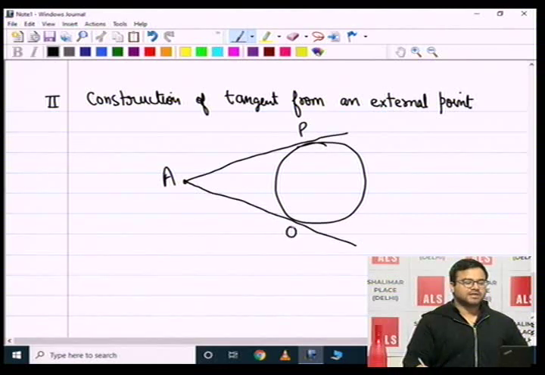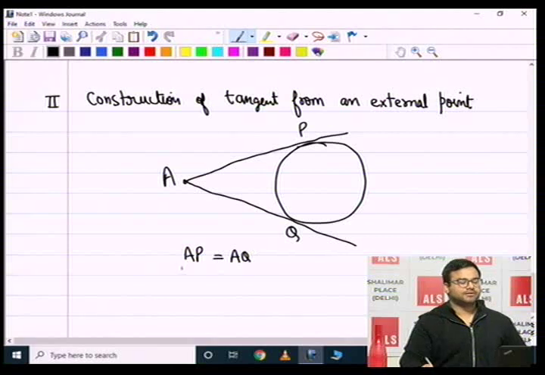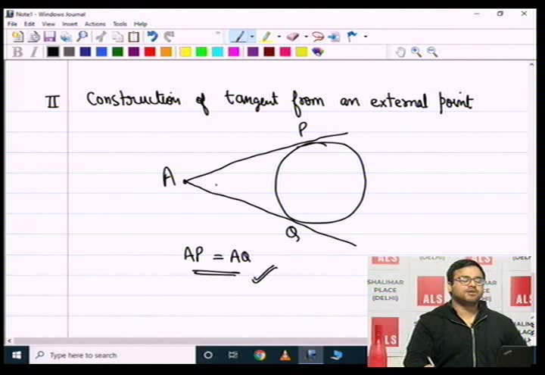Suppose AP and AQ. We also know that the lengths of tangents drawn from an external point to a circle are equal. This is what we did in the chapter on circles. We can draw two tangents to a circle from an external point, and these are known as a pair of tangents. Okay, this one you know.